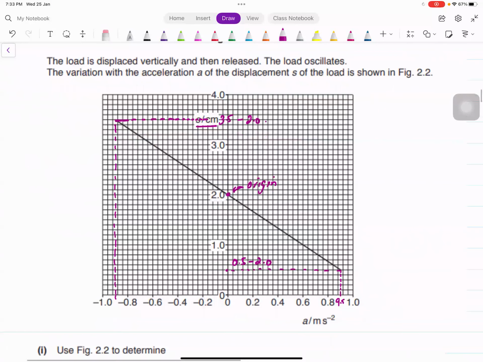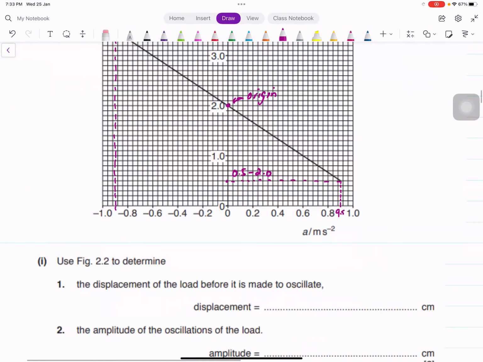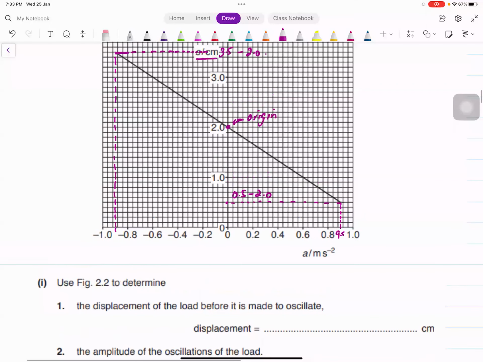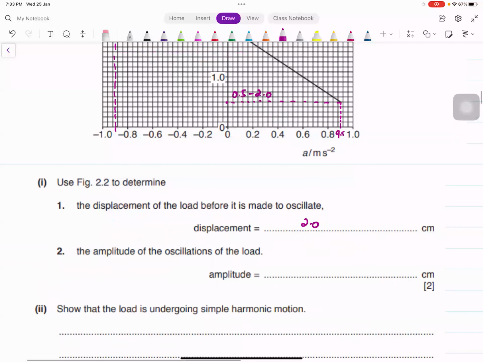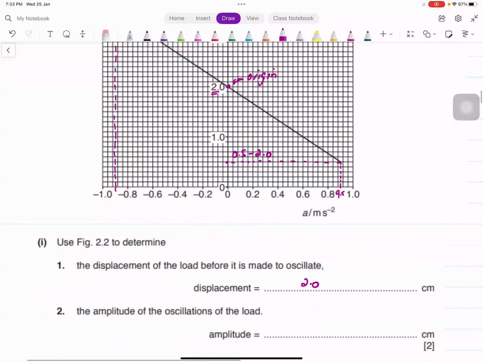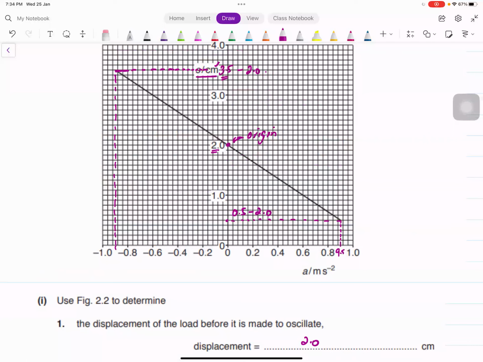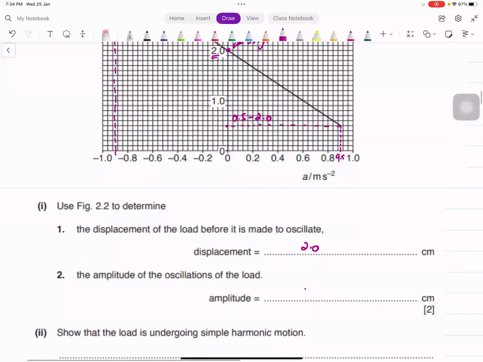Basically, they've given you a false origin so that you get confused, but do not get confused. It's fine. Now, first of all, they say the displacement of the load before it is made to oscillate. Obviously, this is this displacement. So we're going to write 2.0 and check whether it's centimeter. Yes, it is in centimeter. Cool. And then it says the amplitude of oscillation. So amplitude will be 3.5 minus 2, so it's going to be 1.5 centimeters. Understood?